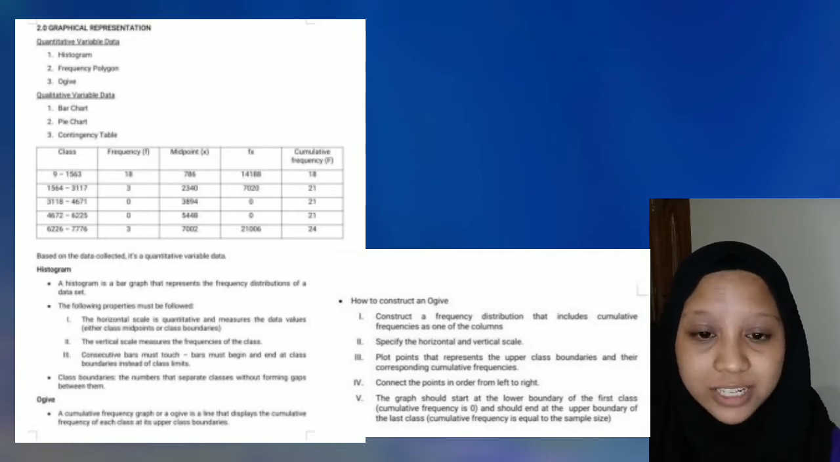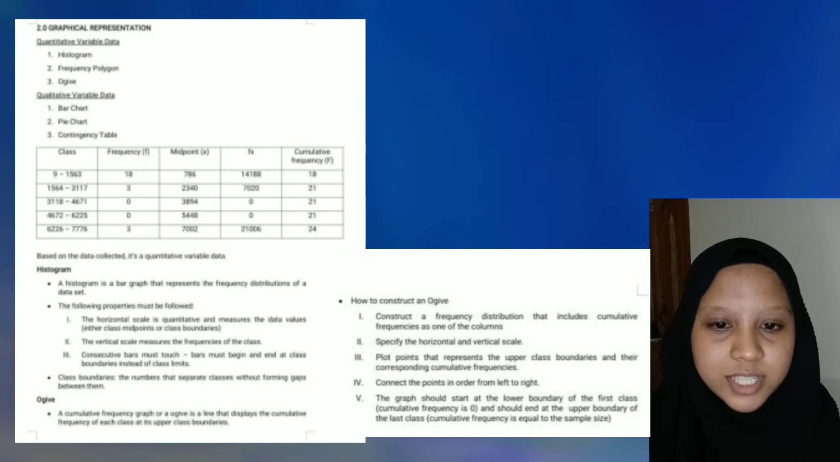Histogram. The horizontal scale is quantitative and measures the data values, either class midpoint or class boundaries. The vertical scale measures the frequencies of the class.